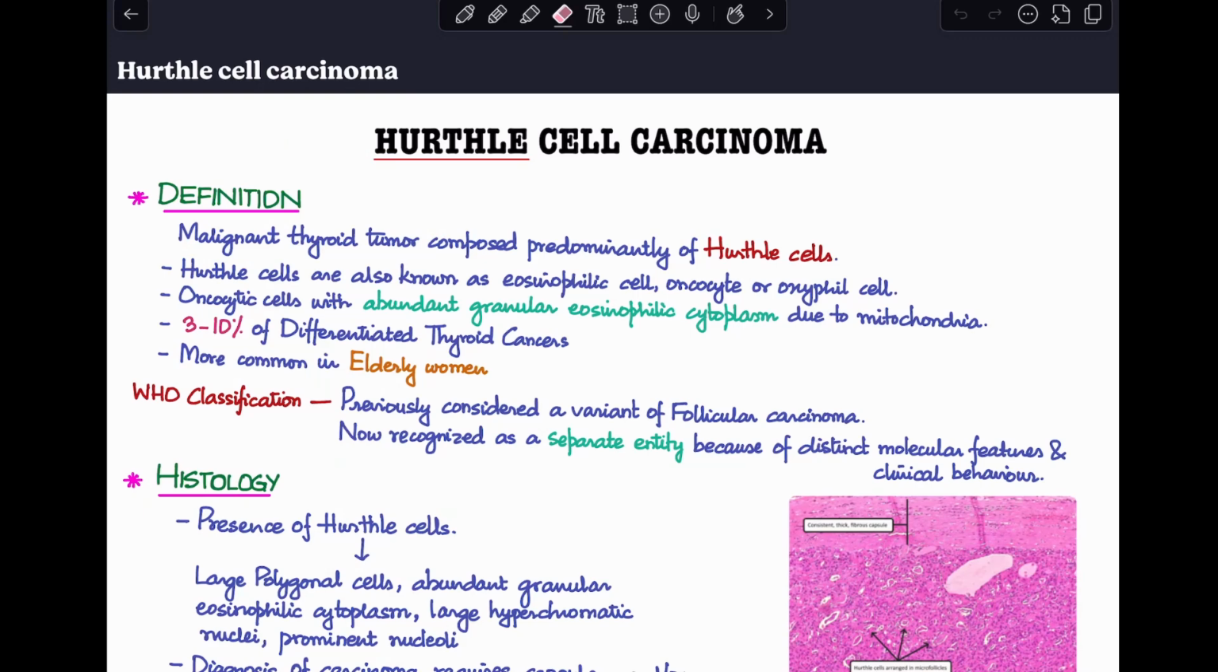Today we'll be discussing a very short topic from thyroid, and that is Hürthle cell carcinoma.